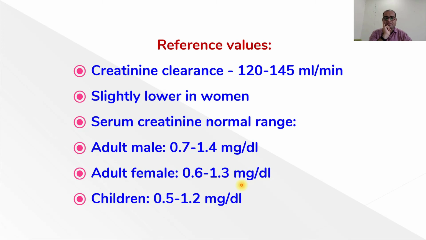So we can determine the value of GFR as well. For reference, creatinine clearance is around 120 to 145 ml per minute for a normal healthy person, and that completely coincides with the actual GFR. Serum creatinine normal ranges are around 0.7 to 1.4 for males, 0.6 to 1.3 for females, and 0.5 to 1.2 milligram per deciliter for children.